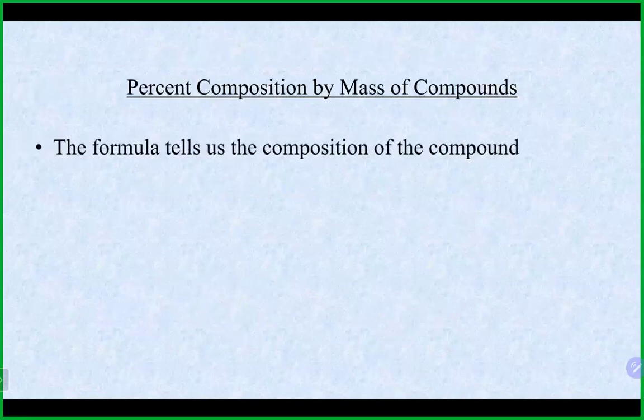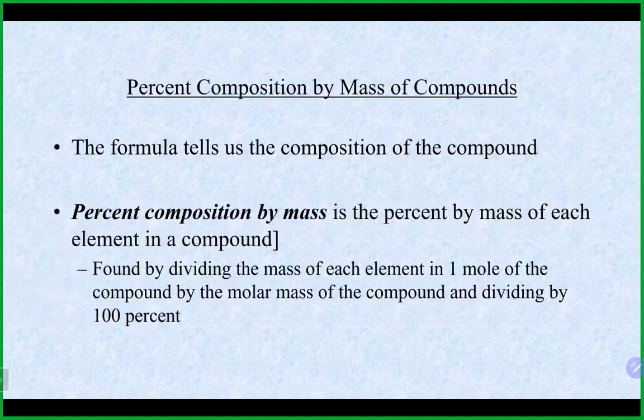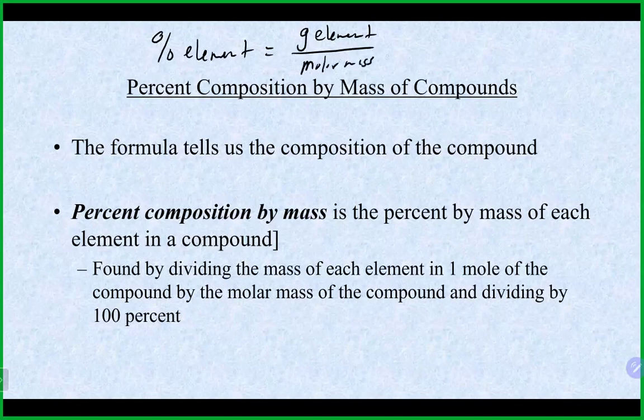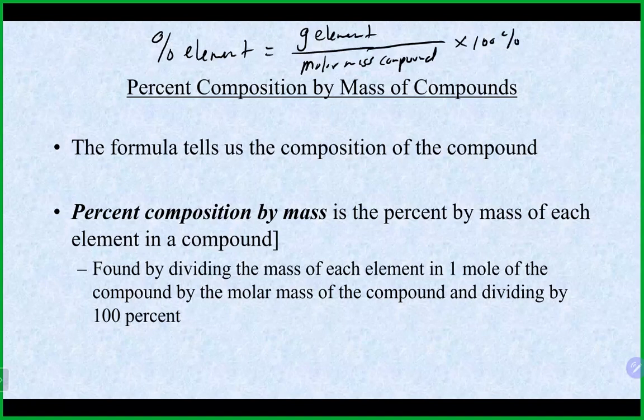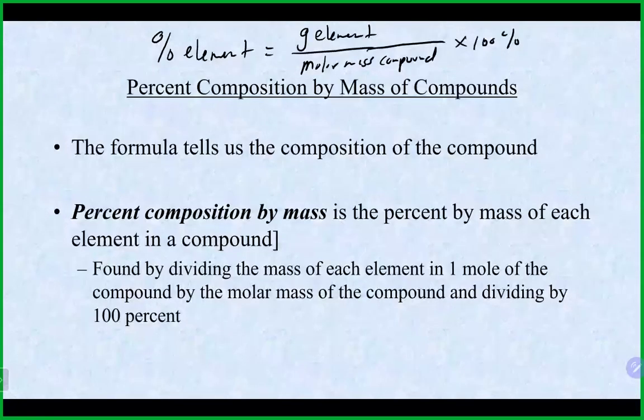All right, the next thing we're going to talk about is percent composition by mass. Percent composition by mass is basically: the percentage of whatever element we're looking for equals the grams of that element over the grams of the molar mass of the compound, times 100%. So we can figure out the percentage of each of the elements that are present by doing that calculation.